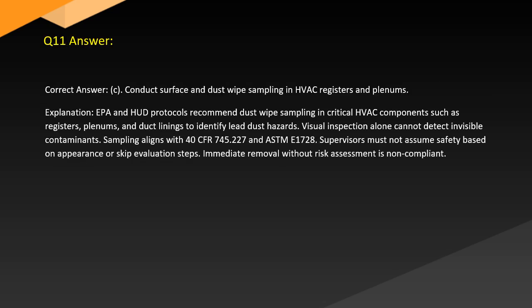Answer. Correct answer. C. Conduct surface and dust wipe sampling in HVAC registers and plenums. Explanation. EPA and HUD protocols recommend dust wipe sampling in critical HVAC components such as registers, plenums, and duct linings to identify lead dust hazards. Visual inspection alone cannot detect invisible contaminants. Sampling aligns with 40 CFR 745.227 and ASTM E. Supervisors must not assume safety based on appearance or skip evaluation steps. Immediate removal without risk assessment is non-compliant.